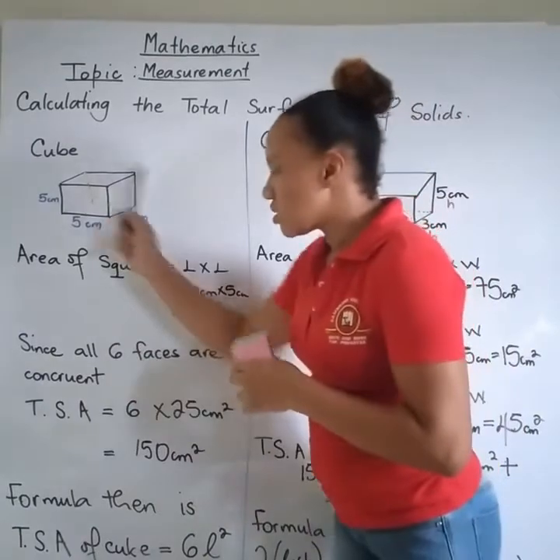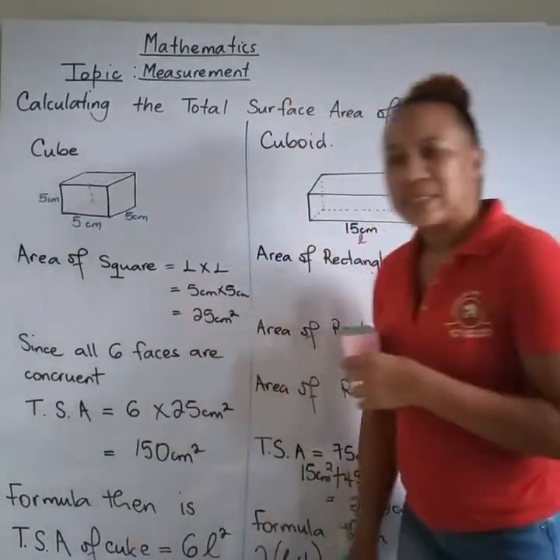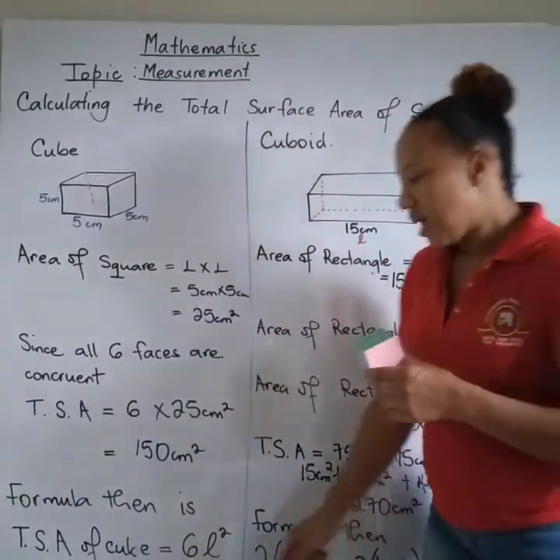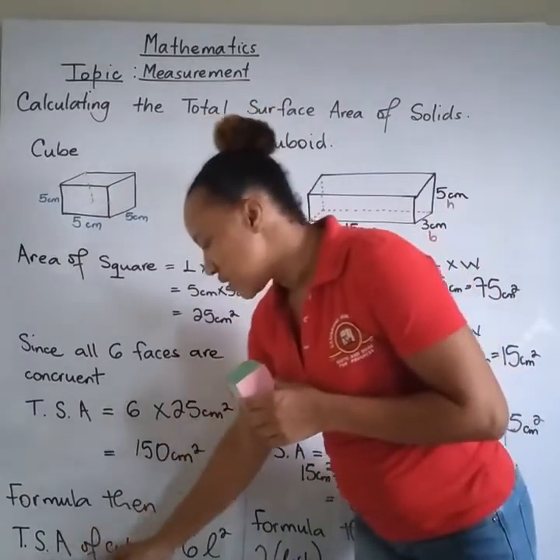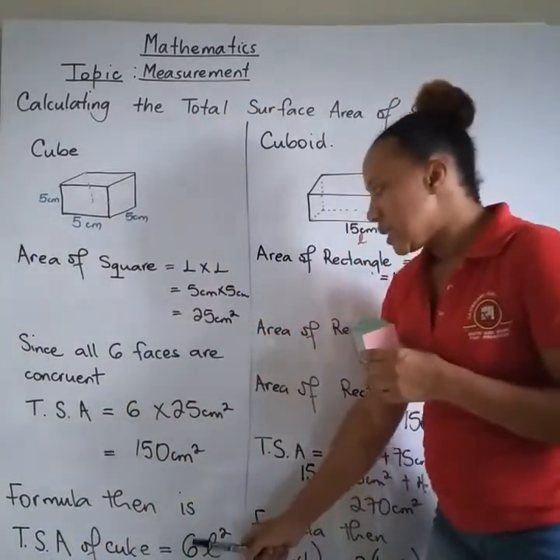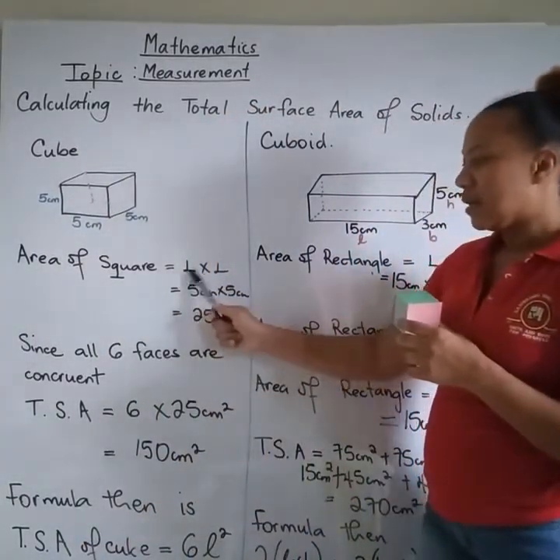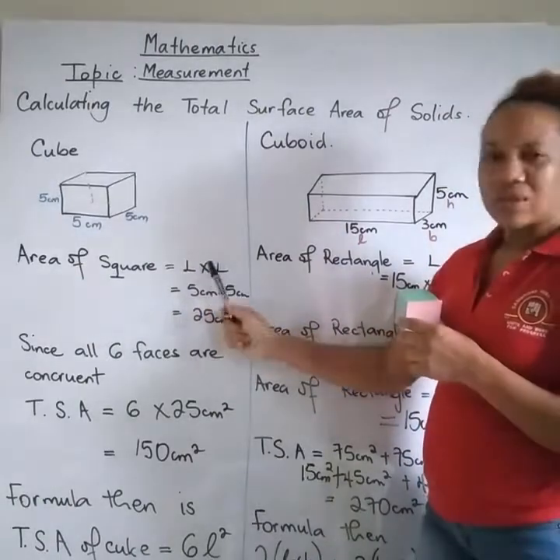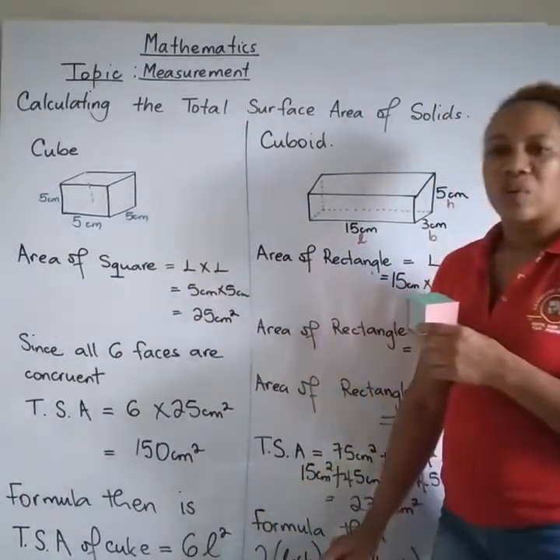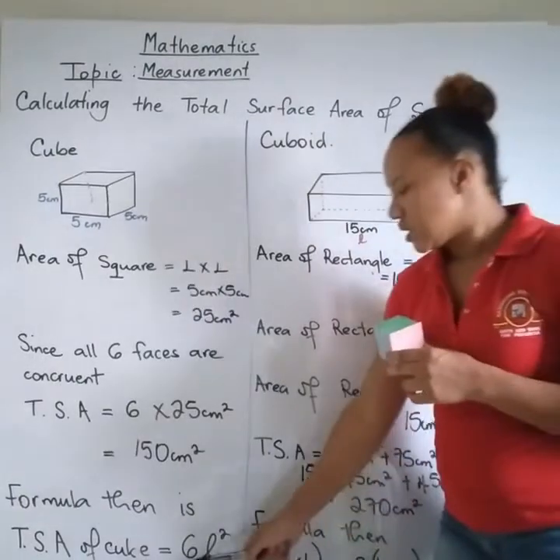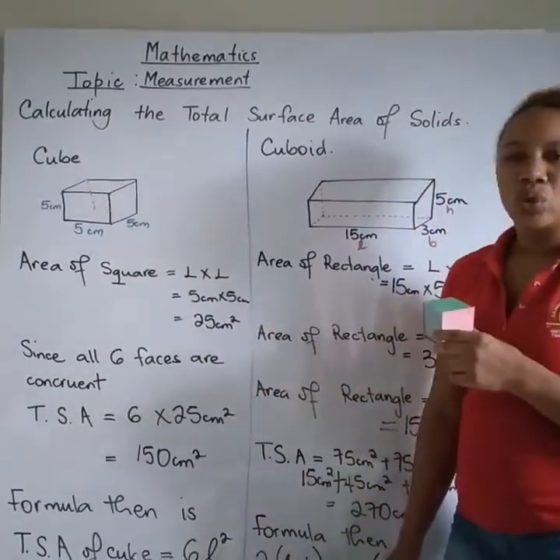And if I want to sum up all of that in a formula that is easy for me to remember, I can just put: total surface area of a cube is 6 times L squared. Since I'm using the same length, I can just square that to simplify it. So that's the total surface area of a cube.